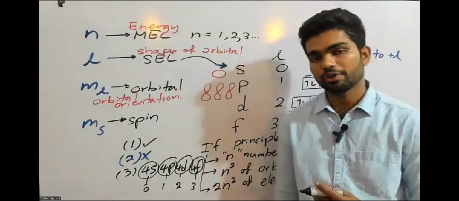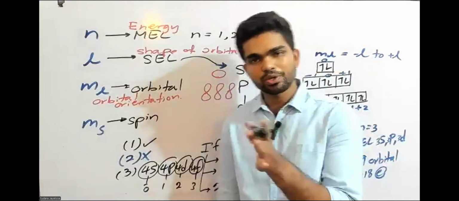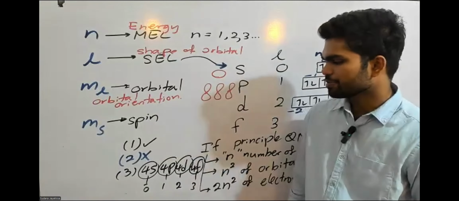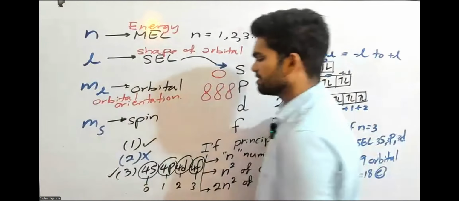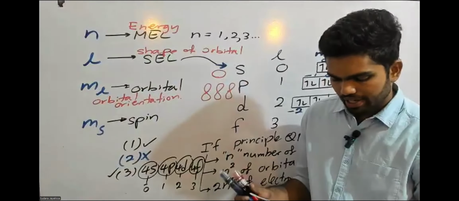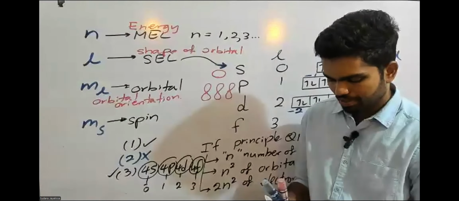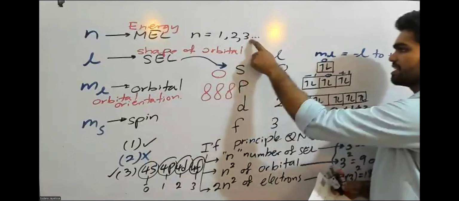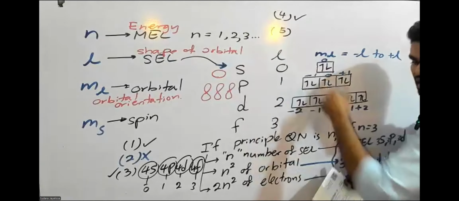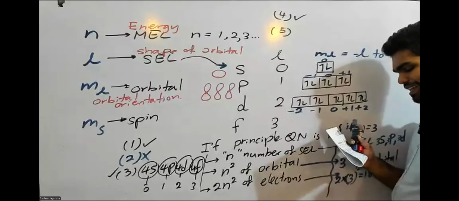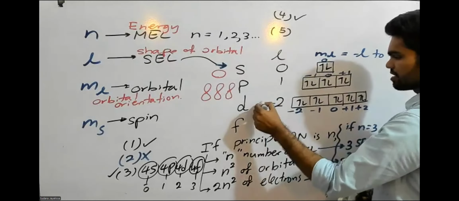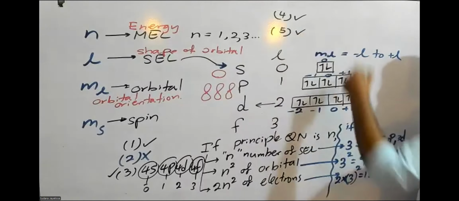If the value of n is 4, then there will be 0 to 3 values for the azimuthal quantum number. So the third one is true. Like that, we will see why the fourth one is correct. The value of principal quantum number n may be a positive integer from 1 to infinity. That is true. The fourth statement is true. Then the fifth statement: when L is equal to 2, the sub-energy level is D. Yes, that is true. So the fifth one is also true.